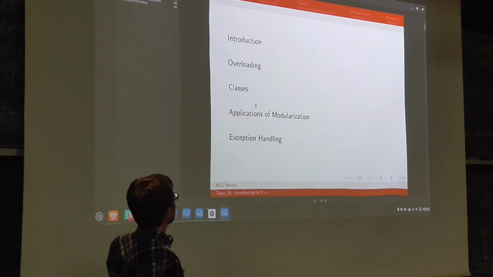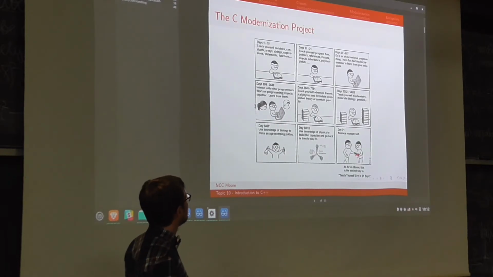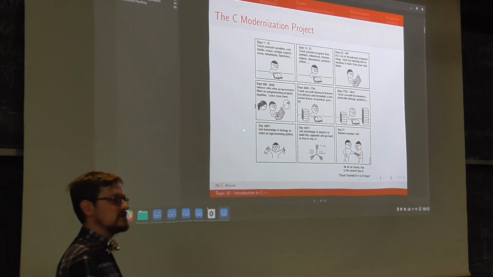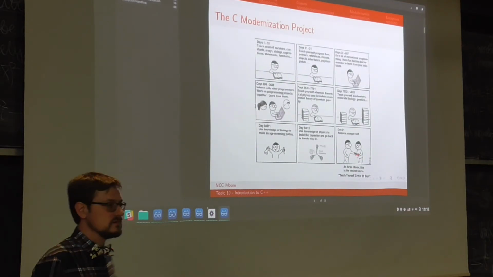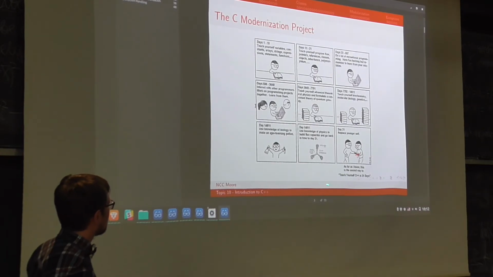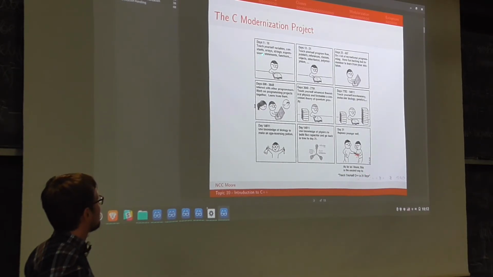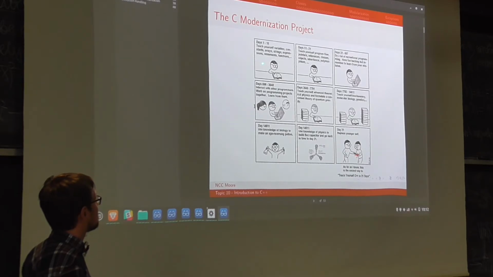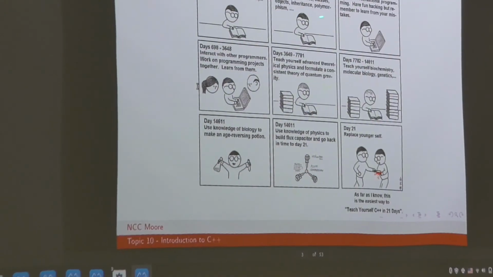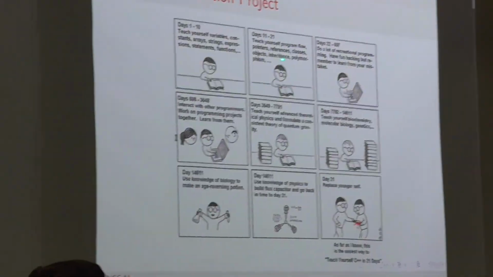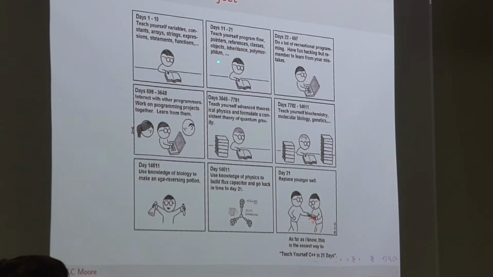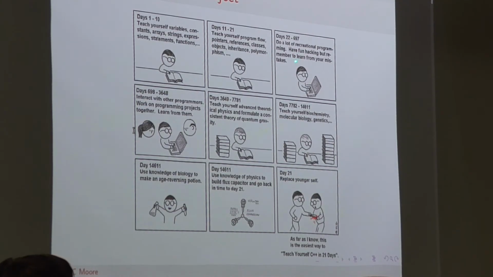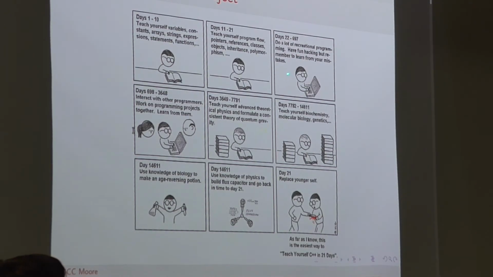So, how to learn C++ in 21 days. Days 1 to 10. Teach yourself variables, constants, arrays, strings, expressions, statements, functions. Days 11 to 22. Teach yourself program flow, pointers, references, classes, objects, inheritance, and polymorphism. 22 to 697. Do a lot of recreational programming. Have fun hacking, but remember to learn from your mistakes. Day 698 to 3648. Interact with other programmers. Work on programming projects together.